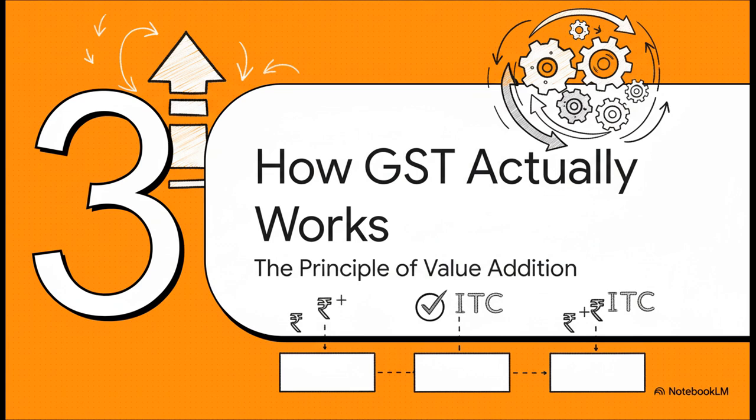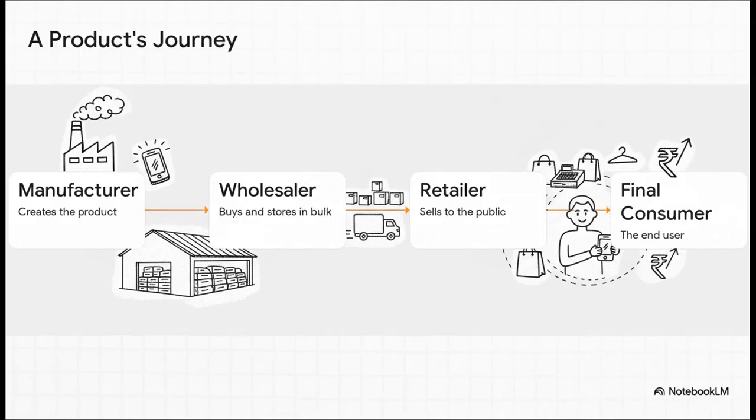Well, it gets rid of that whole tax-on-tax mess because it's a value-added tax. In simple terms, tax is only charged on the value that's added at each step of the journey. And the secret sauce that makes this all work is something called the input tax credit, or ITC. To really see this in action, let's follow a product on its journey. It starts with the manufacturer, gets passed to a wholesaler, then a retailer, and finally it lands in your hands, the consumer. At every single step, value is added, and that's where GST comes into play.